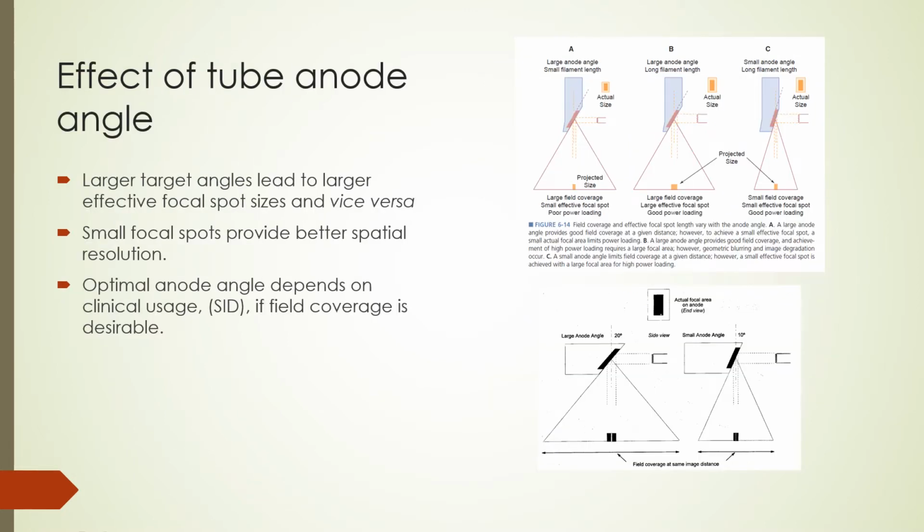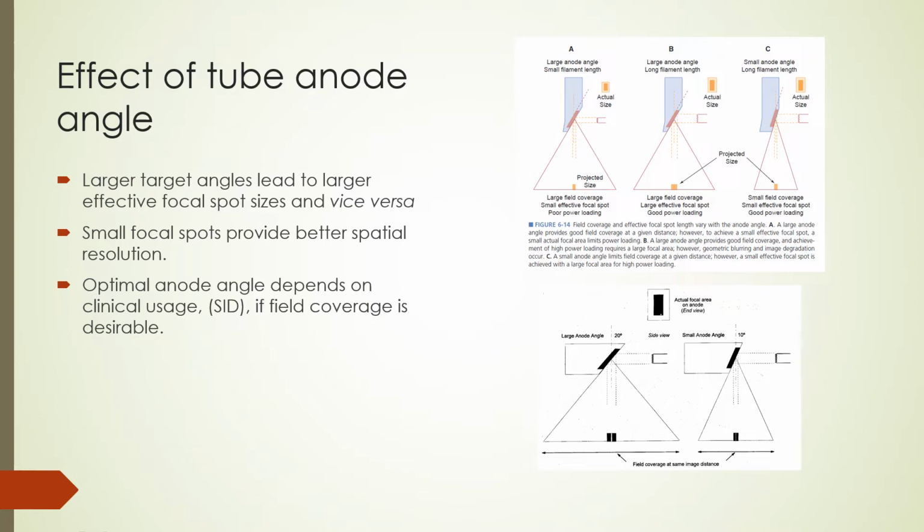Different anode angles are shown on this slide. The anode angle is the angle of the target surface with respect to the central ray in the X-ray field. This slide shows tubes at different target angles and the influence of target angle on field coverage and the influence of filament size on effective power loading at a fixed distance from the image receptor.